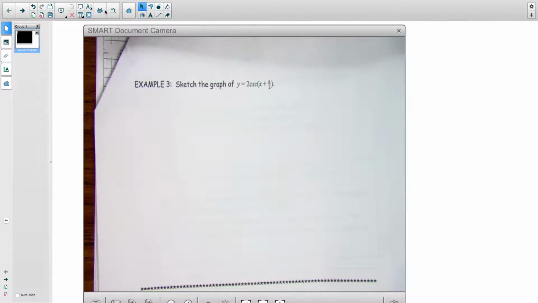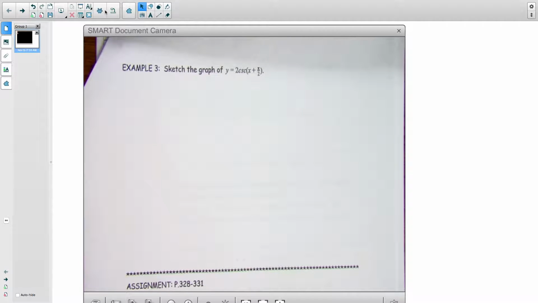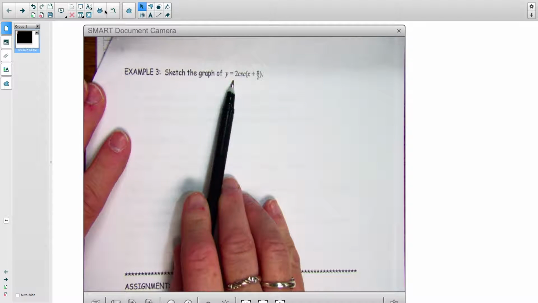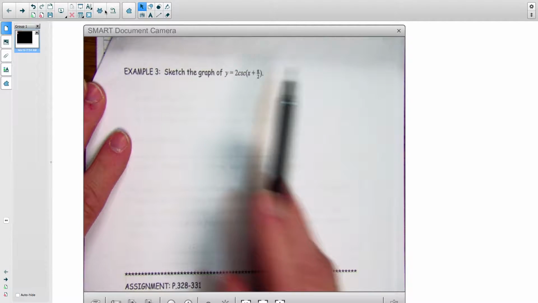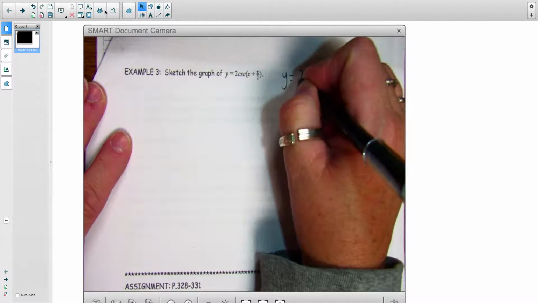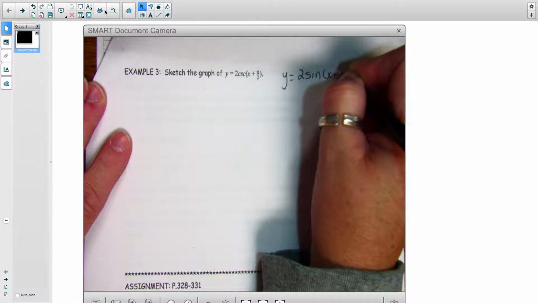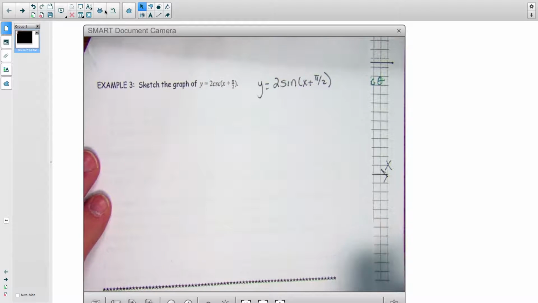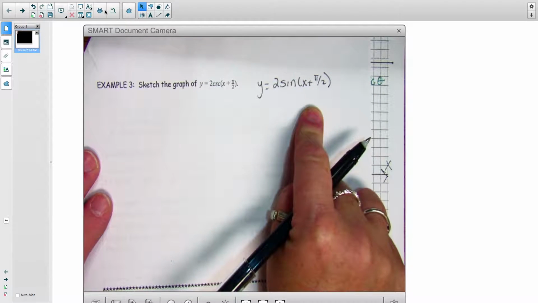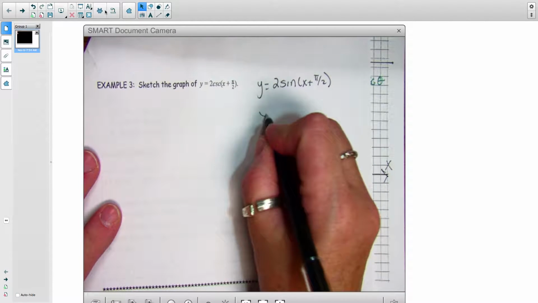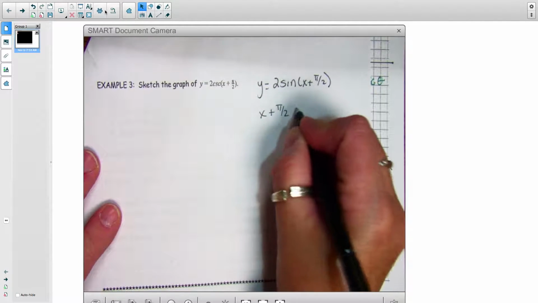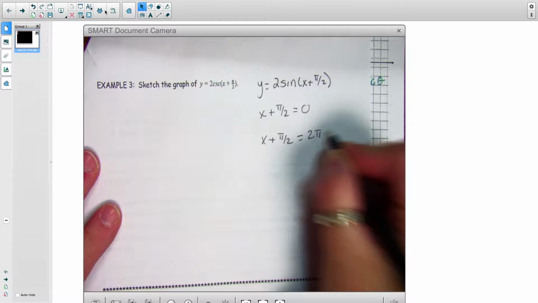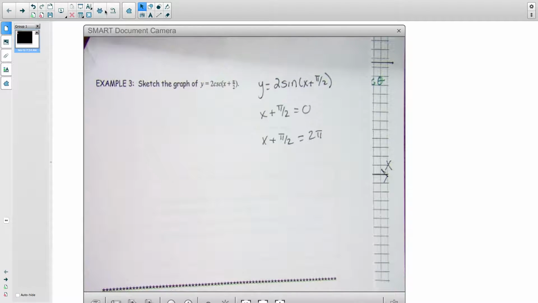All right, let's look at example 3. Which trig function are we going to graph? Well, this is 2 cosecant, but we're going to start by graphing 2 sine of x plus pi over 2. This has a phase shift, x plus pi over 2. Sine starts at 0 and ends at 2 pi.